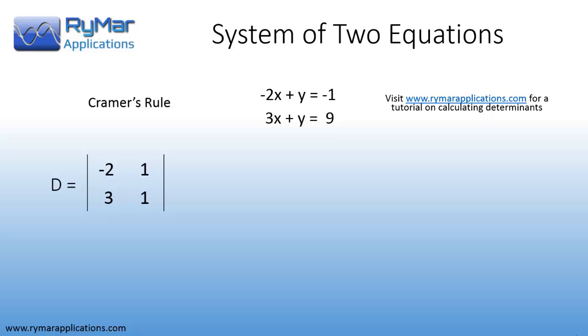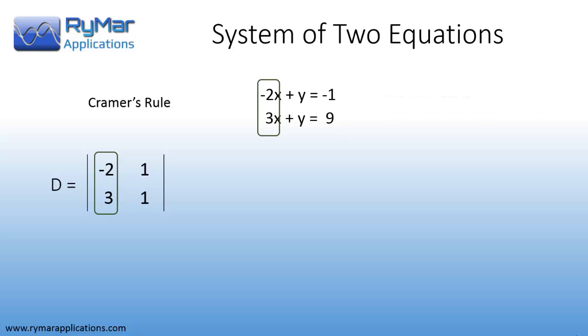Okay, our first determinant here is D. We're going to call it D. The way we construct this determinant is we grab the coefficients in front of the x, the -2 and the 3, and we grab the coefficients in front of the y, which is 1 and 1. So that D determinant is created by grabbing the coefficients in front of the x's and the y's.